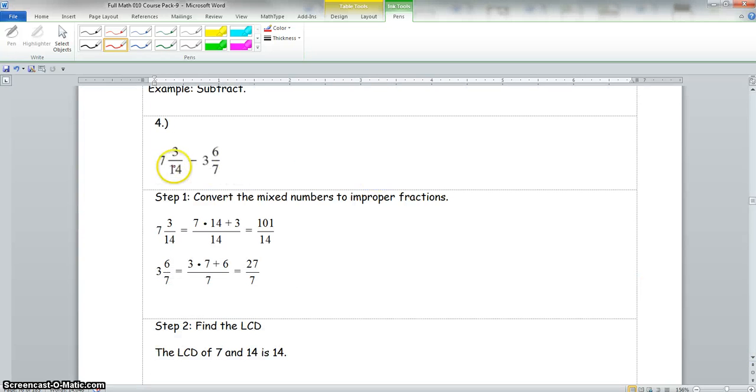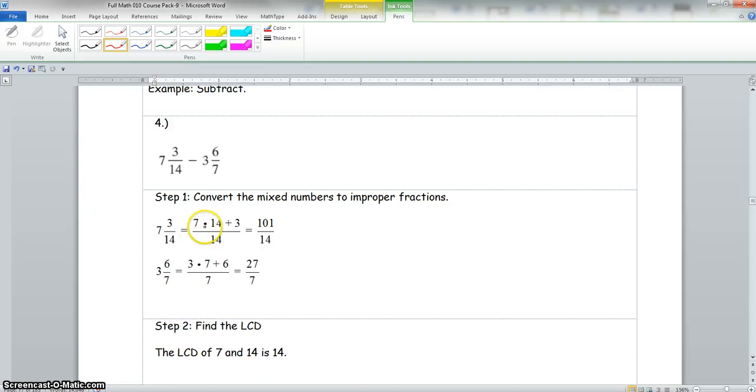Now let's look here. The first thing we do here is like we do with division and multiplication of mixed numbers. We change these mixed numbers to improper fractions. Now this is showing step by step. Your denominator stays 14, but your numerator goes like this. You take the integer times your denominator plus your numerator. So that's 7 times 14 plus 3.